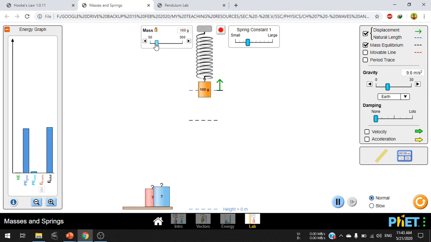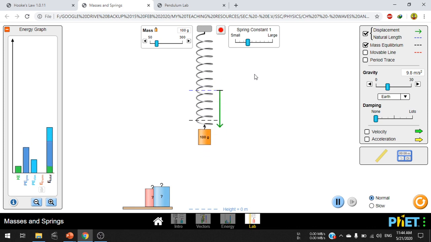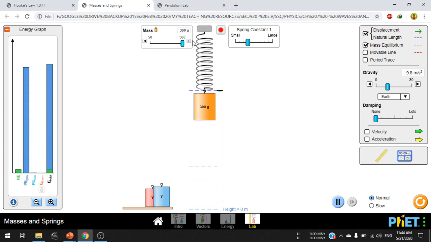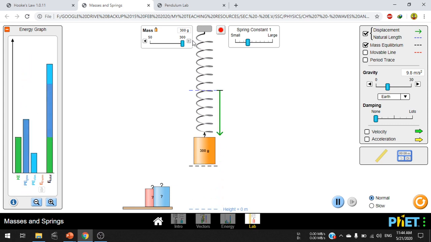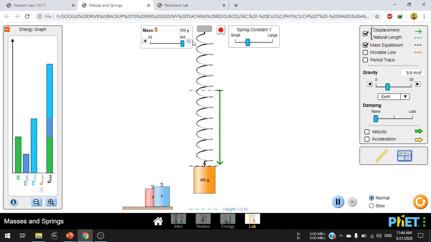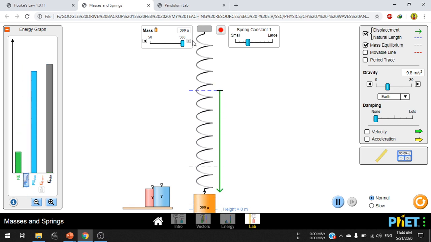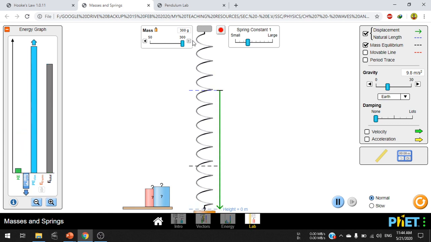And what will happen if we increase the mass? Here we have a particular amount of time period, and now if we increase the mass, so we are seeing that if we have increased amount of mass, there is increased amount of time period.